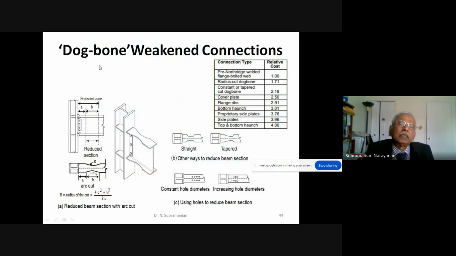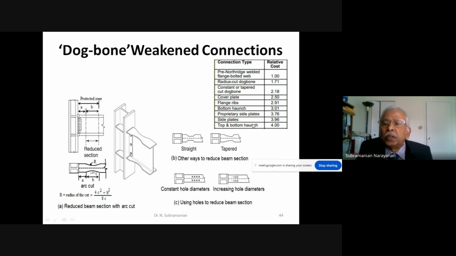Of course, the first thing which was developed was the dog bone weakened connection. It is also called the reduced beam section. Once again, the idea is to move the plastic hinge location away from the joint. So this is the reduced beam section. There is an arc cut, and the radius of the cut is shown here. This can be straight or tapered also. And some people have researched having constant hole diameters or increasing hole diameters.